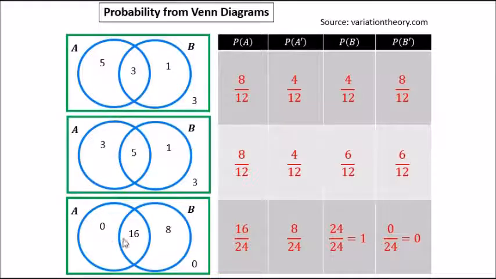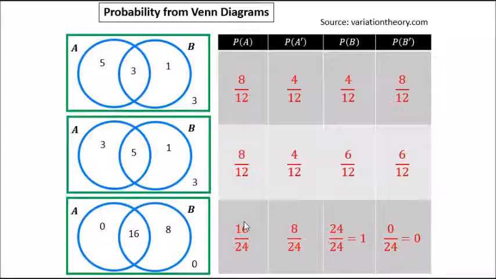This one's interesting because we have some zeros in here. For the probability of A, we have 0 plus 16, so we have 16 inside the circle of A out of the 24 altogether, and we have 8 outside of A, so 8 out of the 24 altogether. But all of them are inside B, so we have 24 out of 24 inside B, and that's just 1. And we have 0 out of 24 outside of B, so that is 0.